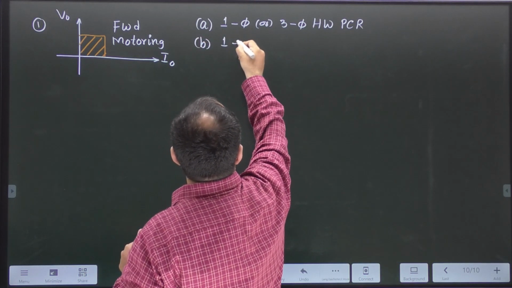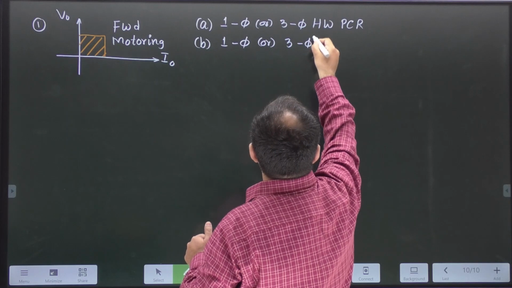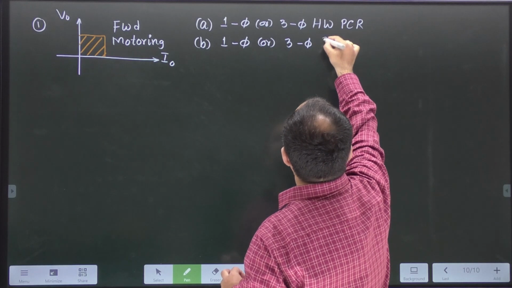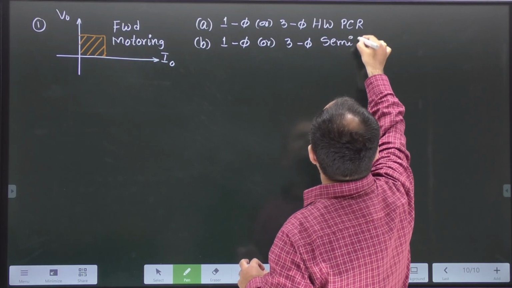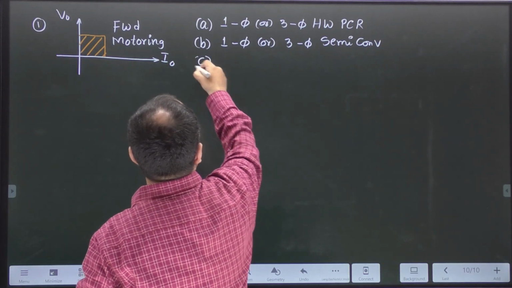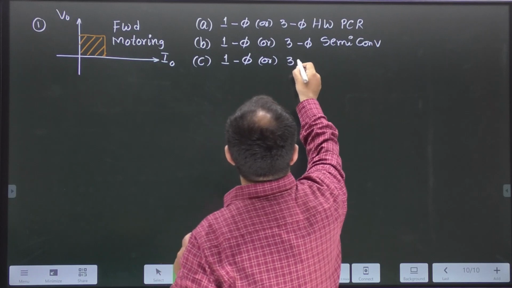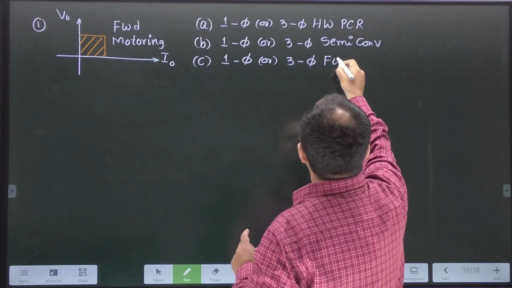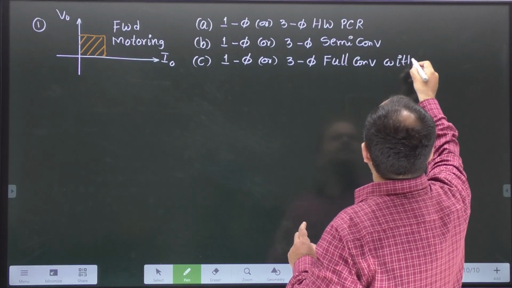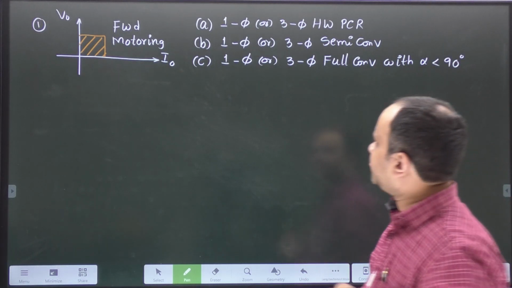So three phase or single phase half wave phase controlled rectifier. Another combination can be single phase or three phase semi converter. Another possibility can be single phase or three phase full converter with firing angle less than 90 degree.